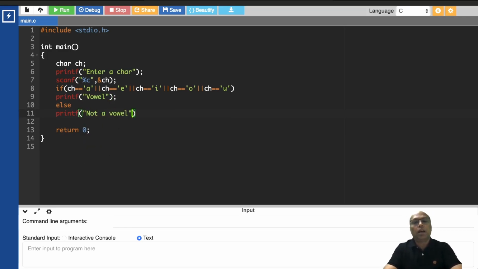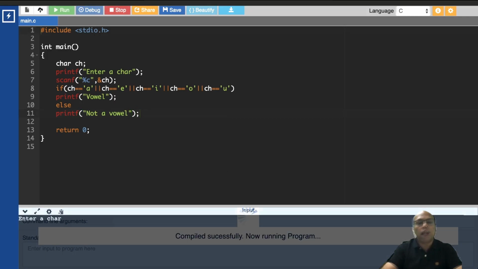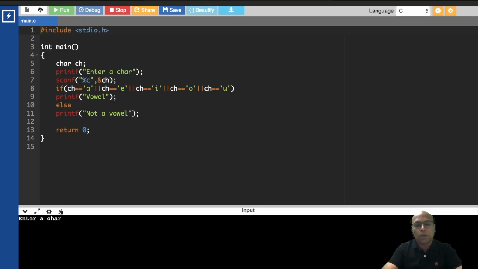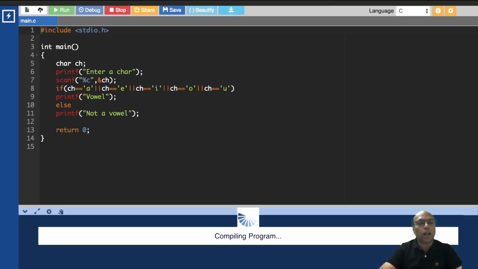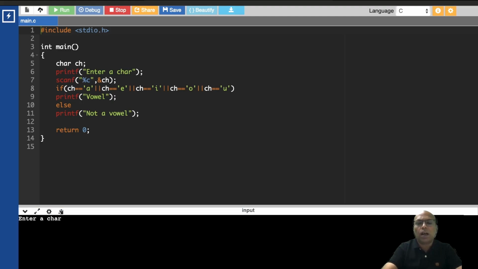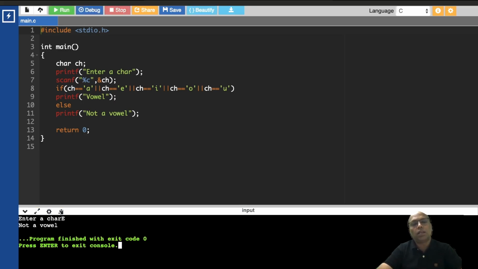Okay, but sir, I'm going to enter a character right now. Remember, I entered A and it gave me vowel. Now I am going to enter X. It is going to say not a vowel. Let's say in this place I enter capital E. It is going to say it is not a vowel, but it is a vowel, right?